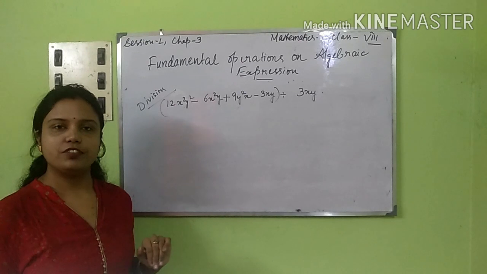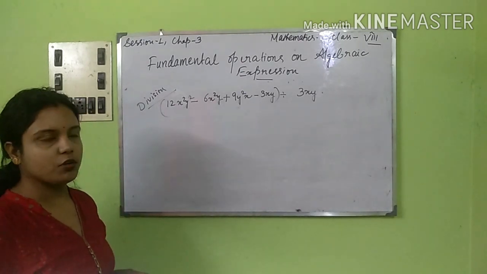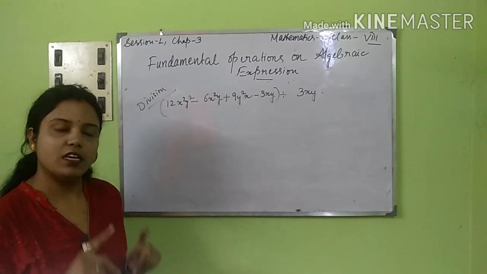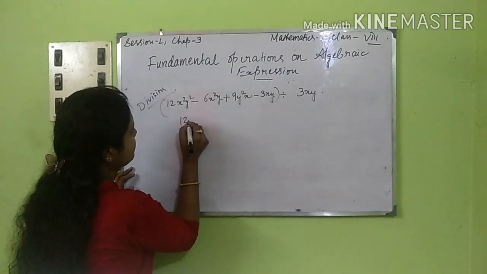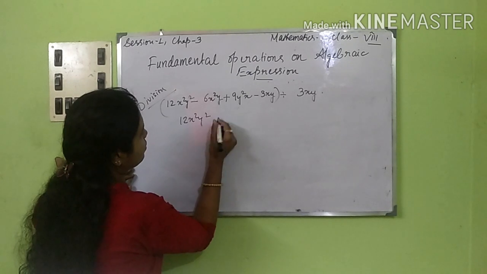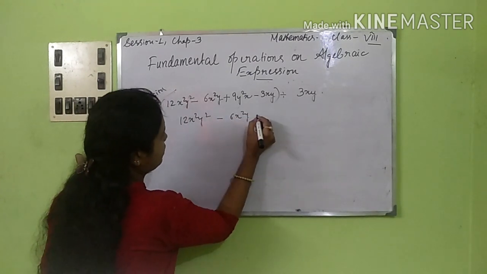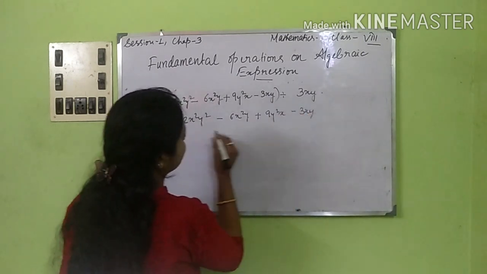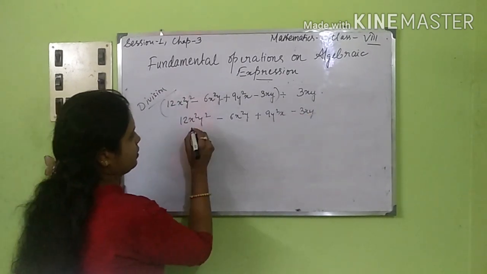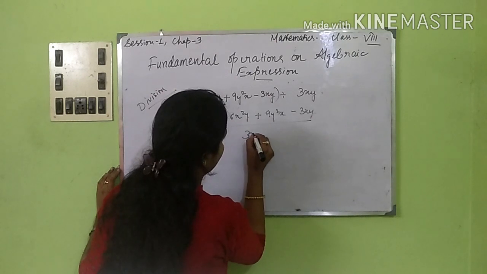Now we have come to division. This is what the question is. Okay, now there are two different ways. I'll show you the first method and then the second method. Now you can simply write (12x²y² − 6x²y + 9y²x − 3xy) whole divided by 3xy.